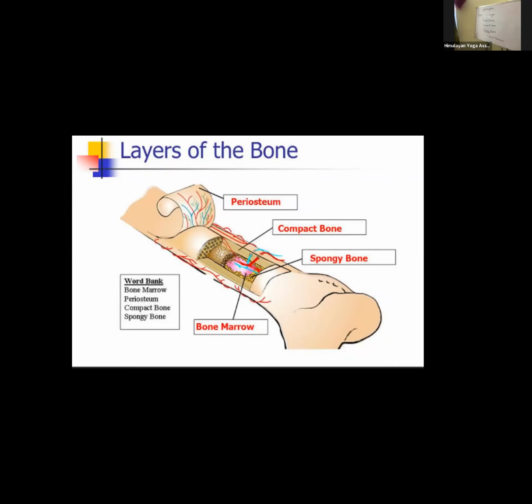Okay, so if the skeletal system is not taken care of, what will happen to it? Like, what are the disorders of the skeletal system? Arthritis and osteosarcoma.